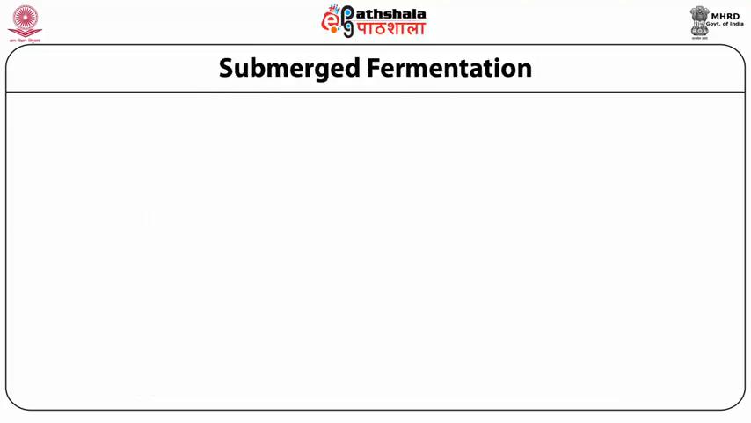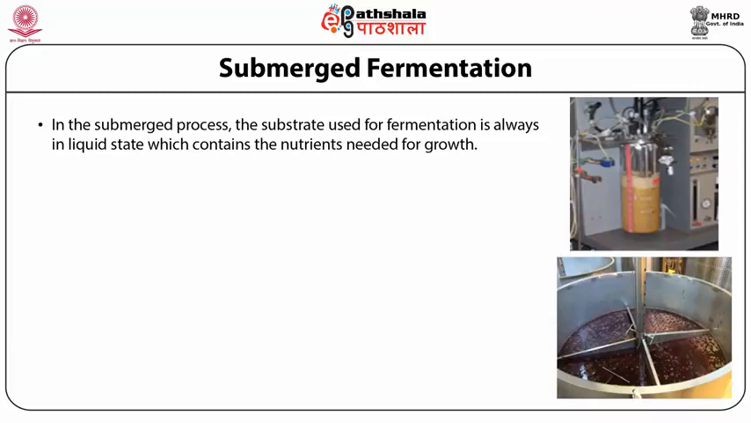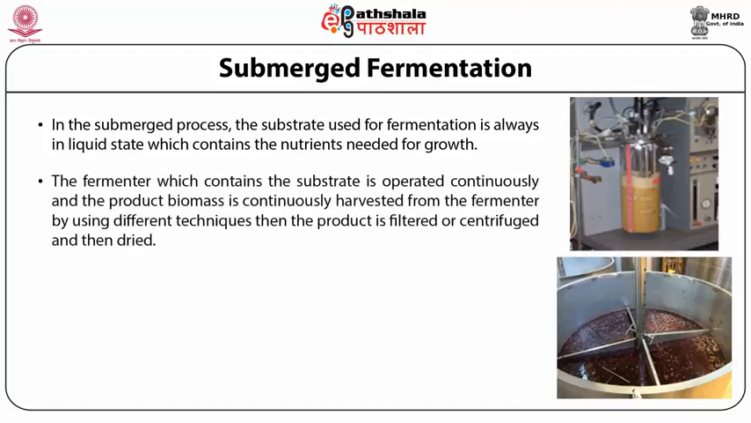Now, the second type of fermentation is submerged fermentation. In submerged fermentation, the process is opposite to solid state fermentation. The substrate used for the fermentation is always in the liquid state, which contains the nutrients needed for growth. The fermenter which contains the substrate is operated continuously and the product biomass is continuously harvested from the fermenter by using different techniques. Then the product is filtered or centrifuged and then dried.